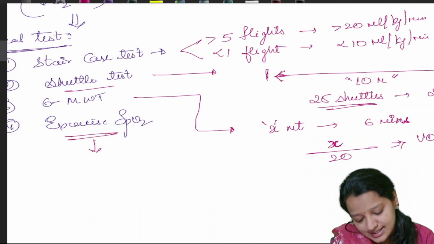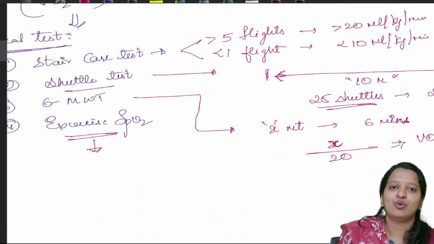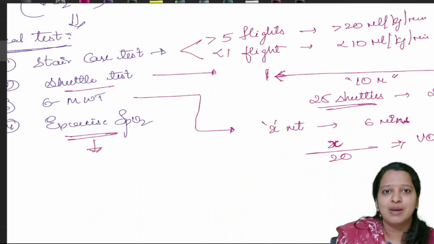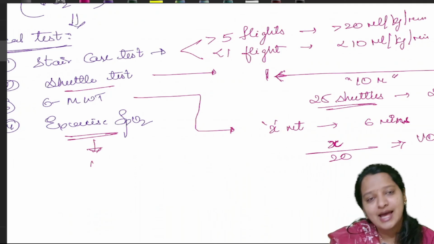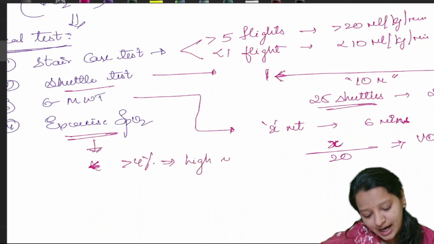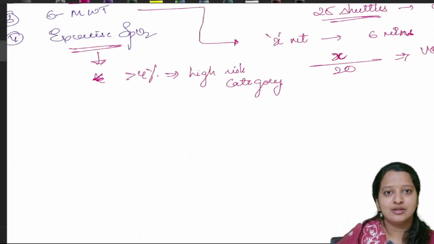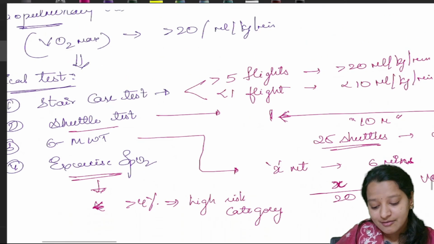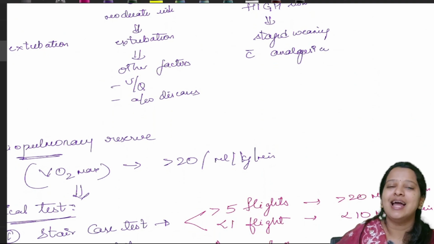Finally, about exercise SpO2, we'll measure the SpO2 first and ask the patient to do some exercise, and then we will see the drop in the SpO2. If the drop in the SpO2 is greater than 4%, that means the patient is of high risk category. Okay, this is about the clinical tests to know about the VO2. That is, finally we'll know about the cardiopulmonary reserve. This is nothing but the cardiopulmonary exercise test.